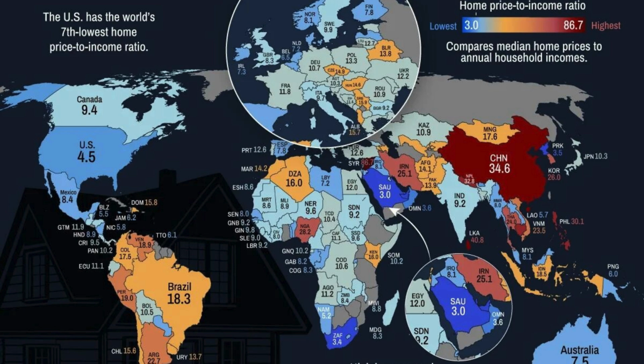So it says housing affordability has become a defining economic issue across much of the world. The UN Habitat World Cities Report 2026, Visual Capitalist, Dorothy Newfield created this map comparing median home prices with annual household incomes across more than 180 countries, revealing where buying a home is relatively attainable and where it remains far out of reach. Home prices versus income.